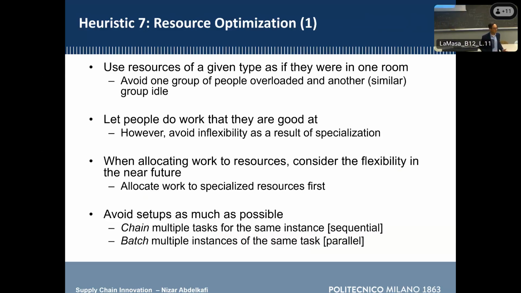Understood how it works with batching and chaining? What do you think? What kind of principle am I using? What kind of heuristic am I using? Who says batching? Who says chaining? Only one, 2? I'm using chaining.